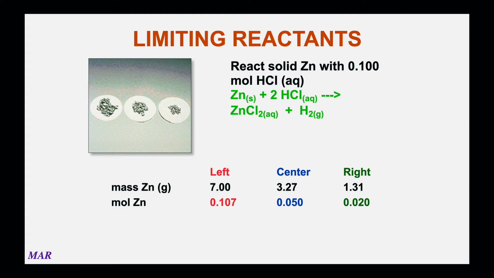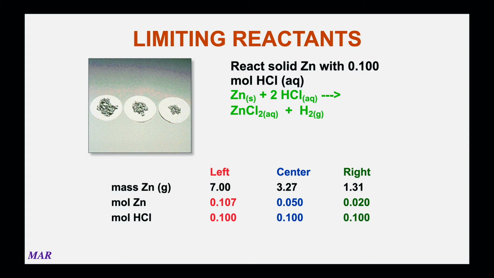Zinc is about 65 grams per mole on the periodic table, so 7 divided by the molar mass of zinc gives 0.107 moles. Notice in the center, that comes out to be 0.050, and on the right, 0.020 was how many moles of zinc we had. Now, the reason the middle part was balanced is that all of them had 0.100 moles of HCl. And again, 2 HCl's per 1 zinc, you can see that the moles of HCl are twice as big as the zinc in the middle.